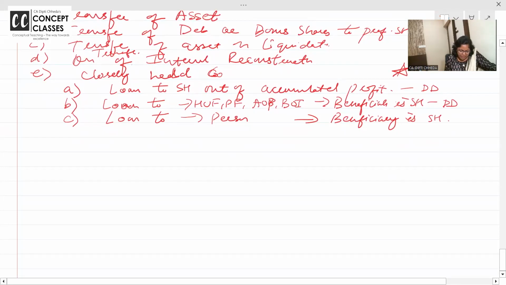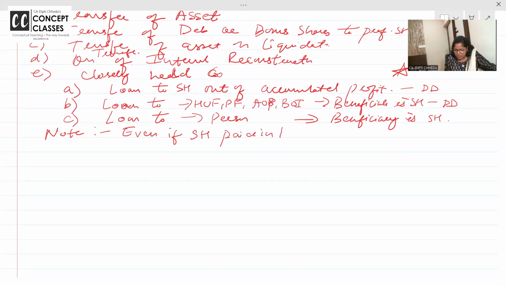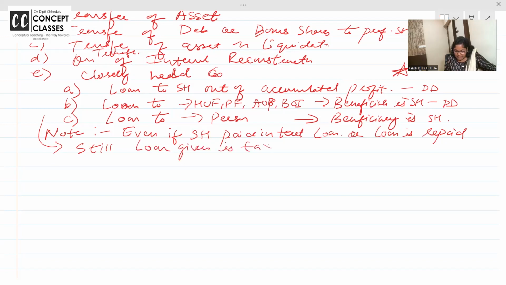Now here in the E1, notice, even if the shareholder paid interest on the loan, or the loan is repaid, still the loan given is taxable as deemed dividend.